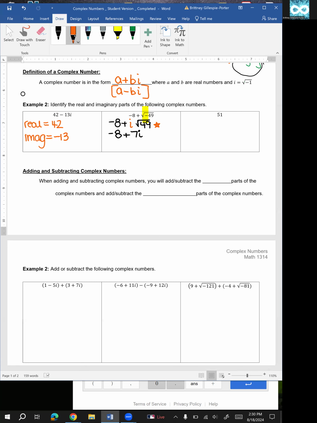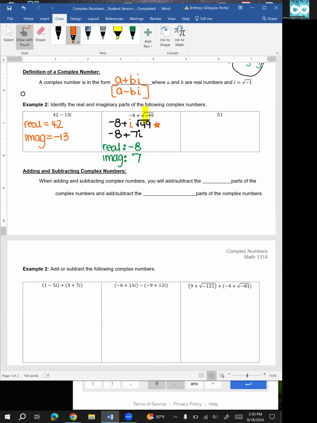Now that we've rewritten this number in a plus bi format, we can identify the real part and the imaginary part. So our real part is what is not attached to an i, which in this case is -8. And our imaginary part is 7. We don't have to write +7 because it's positive, and we don't include the i because we've already said it's the imaginary part.